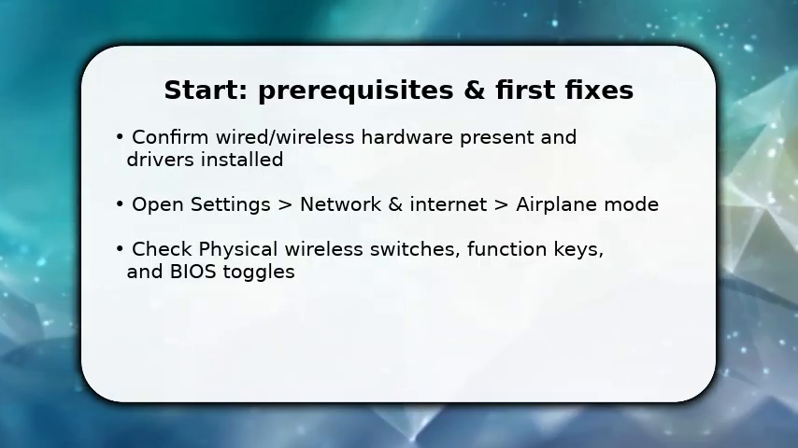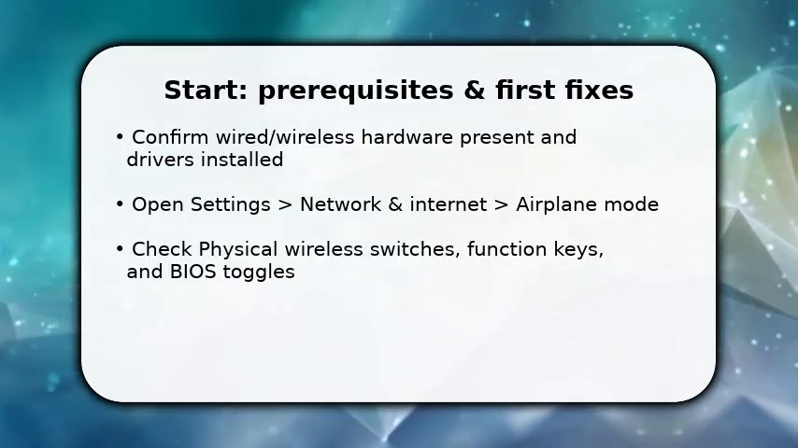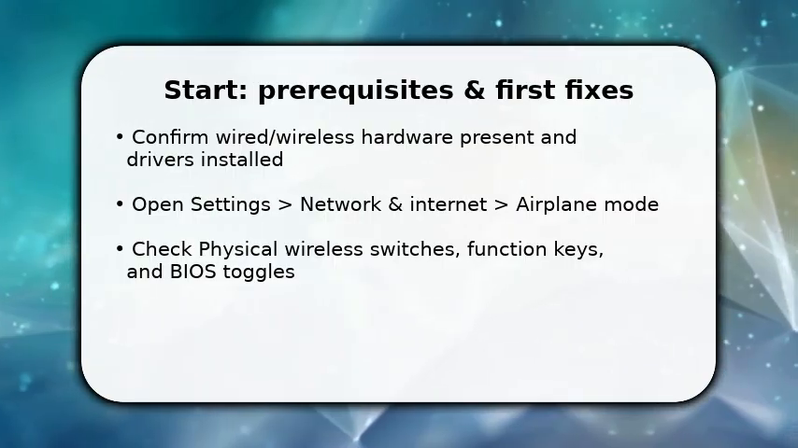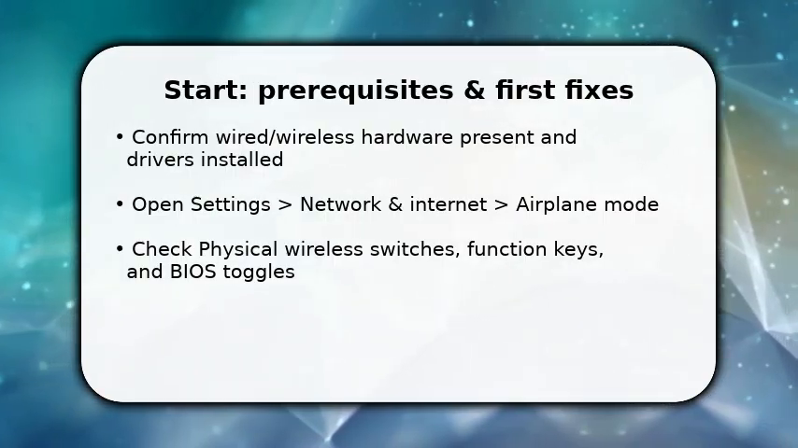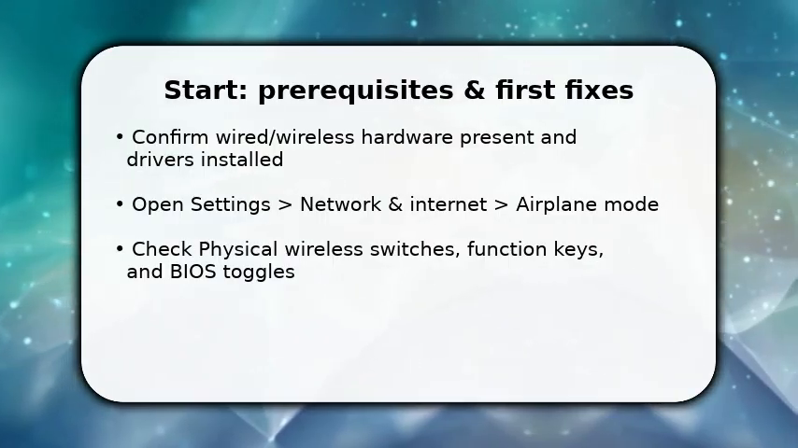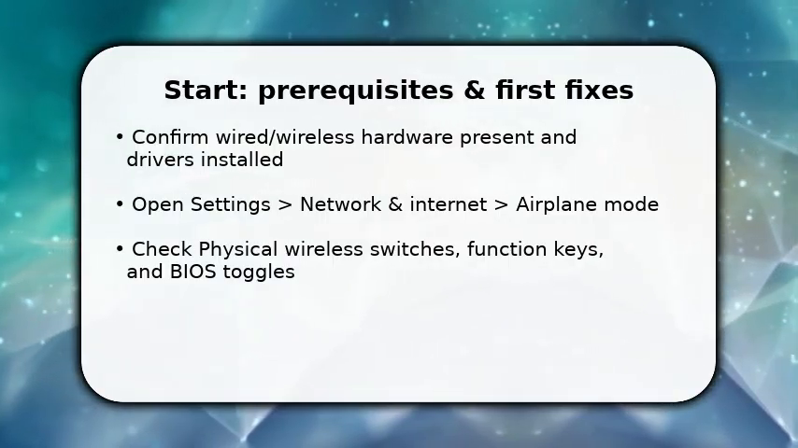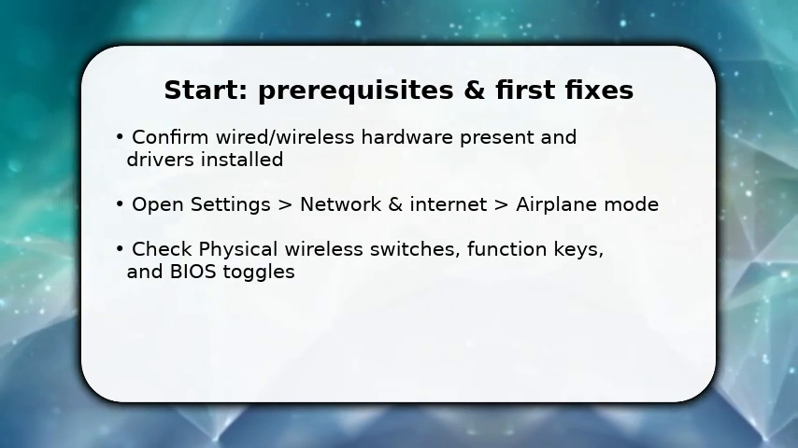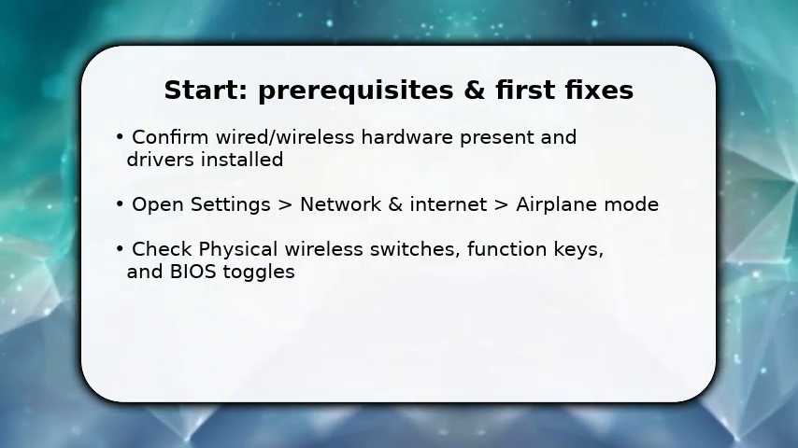Next, inspect physical switches, function keys, or a laptop wireless kill switch. Some machines override Windows. If a switch is off, flip it and recheck the OS. Once done, restart the network adapter from Device Manager to force Windows to rescan and report accurate state.